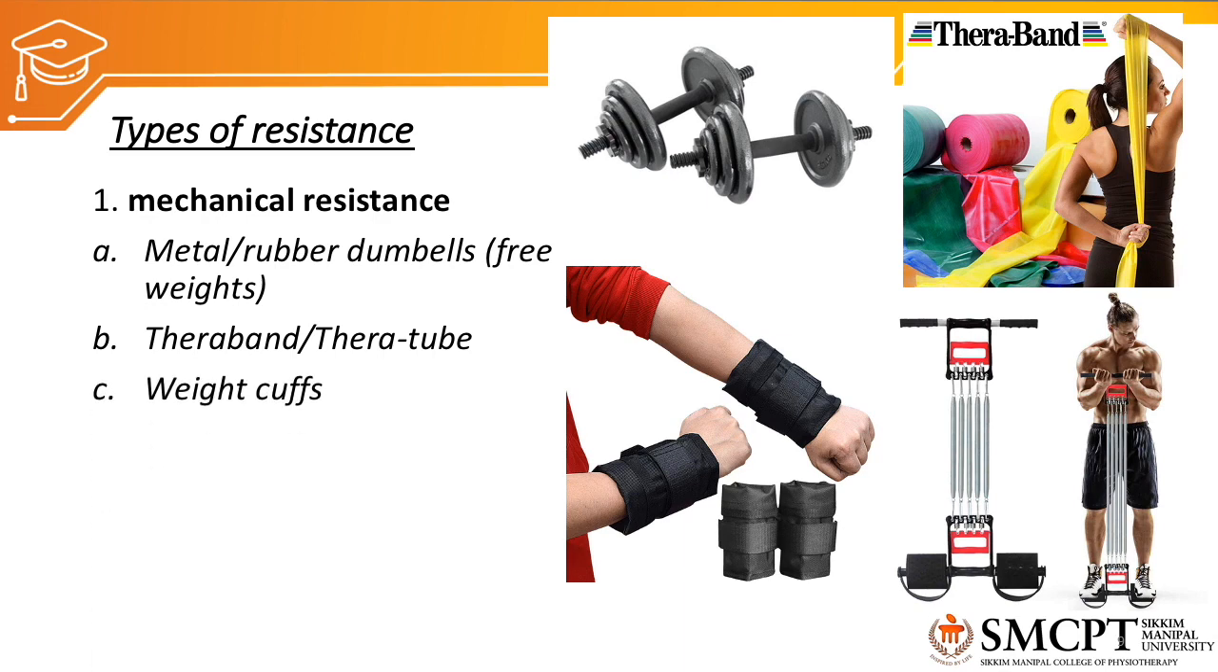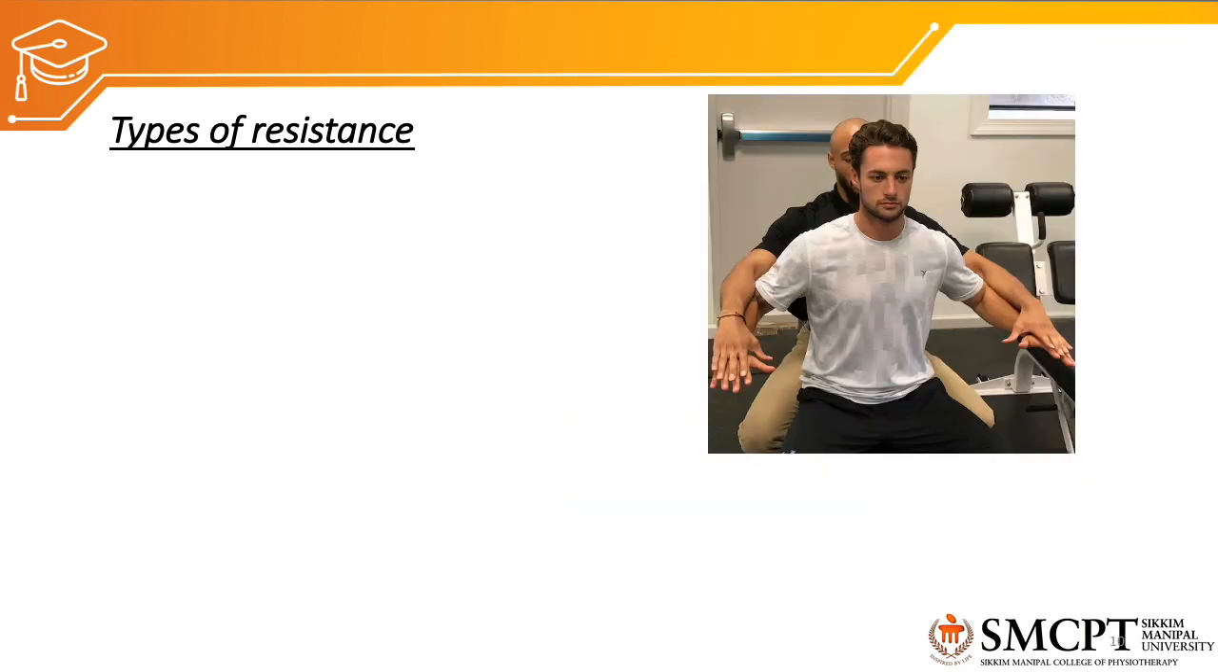Next type of mechanical resistance that can be used is weight cuffs. Fourth one is called springs. So springs also can be used as a resistance which has a similar property as theraband. Other type of resistance that can be used is manual resistance, which will be applied by the therapist against the movement of the patient.